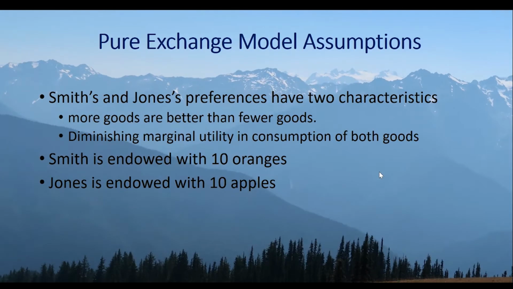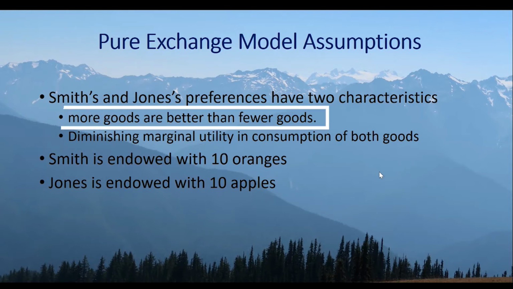Now, we're going to imagine that Smith and Jones's preferences have 2 characteristics. I'll mention now, we're incorporating these characteristics because we think they're an accurate reflection of the real world in many circumstances. Maybe not all, but in many. So the first assumption about Smith and Jones's preferences is that more goods are better than fewer goods. Okay, first assumption here. More goods are better than fewer goods.